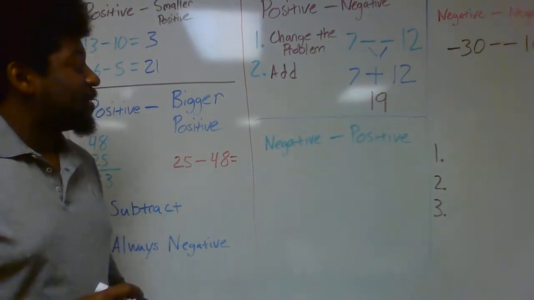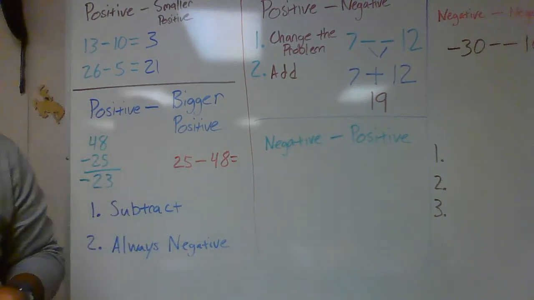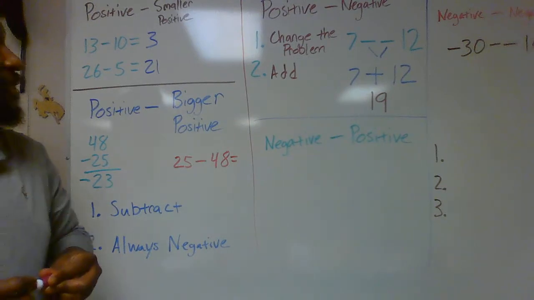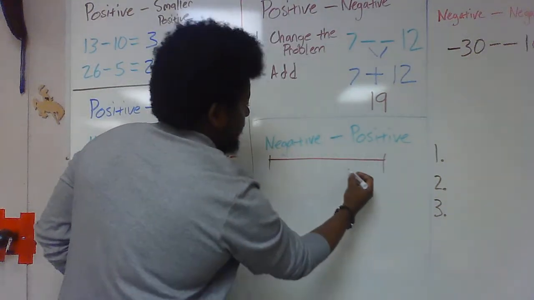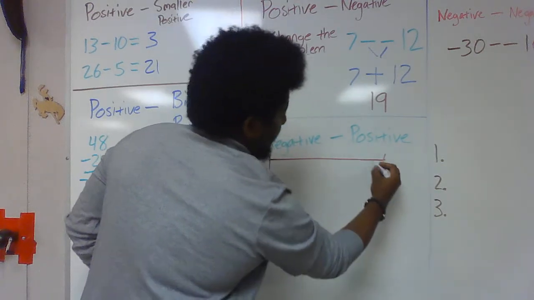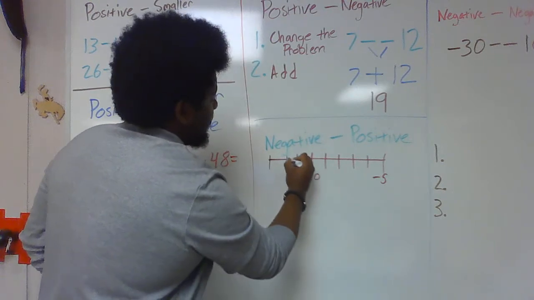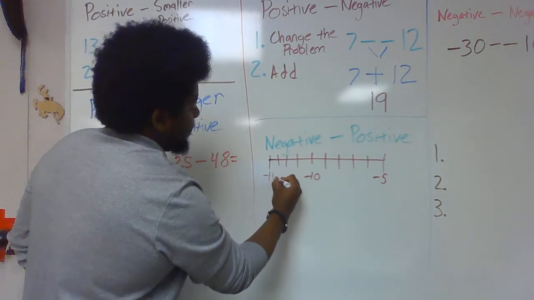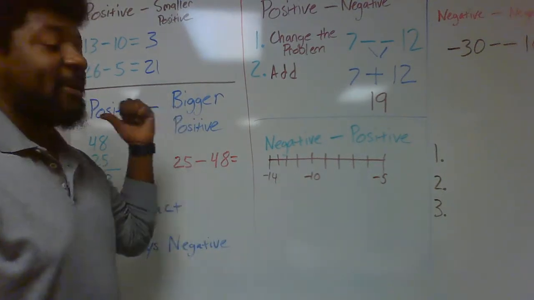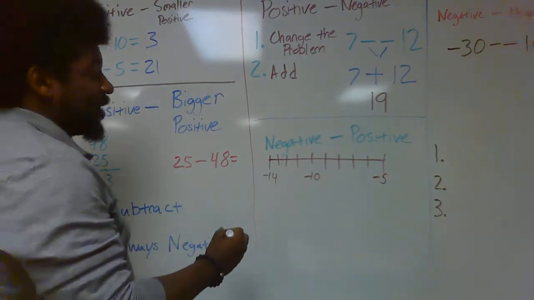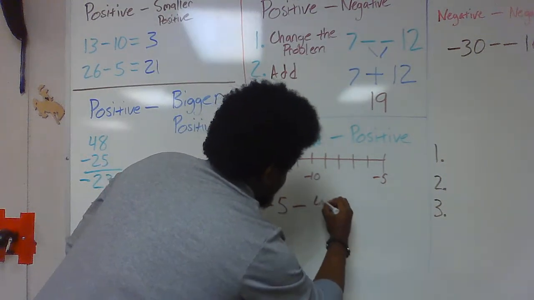You have a negative minus a positive. So a negative minus a positive is kind of weird. It's definitely easier to see on the number line. I'll draw a little number line right here. Let's say that this is -5, -6, -7, -8, -9, -10, -11, -12, -13, -14 right here. So y'all, when you subtract on a number line, you're actually going to the left. You're getting smaller, right?